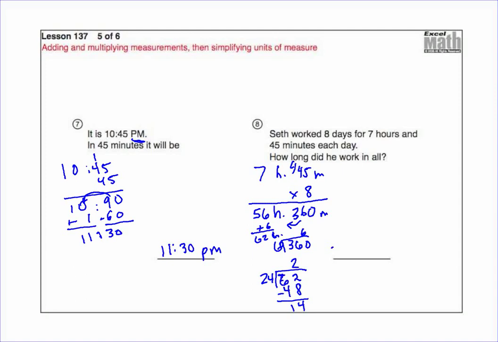So really what we have is 2 days and 14 hours. That's how long he worked total out of all that time. Now, if you put 56 hours, that's a good answer too.